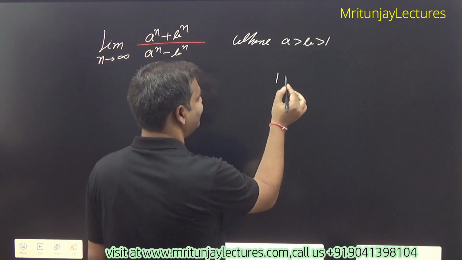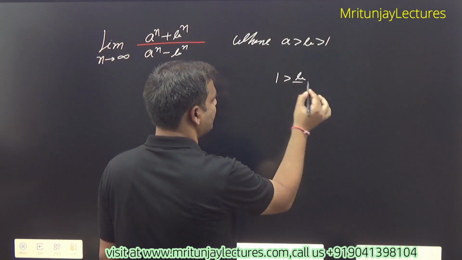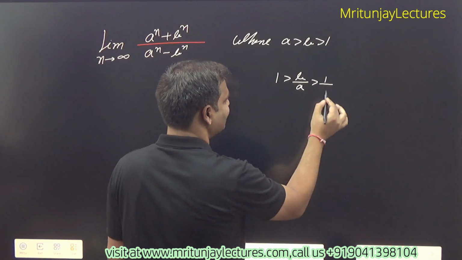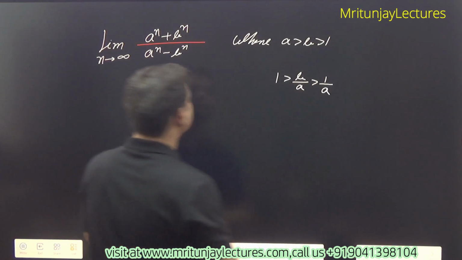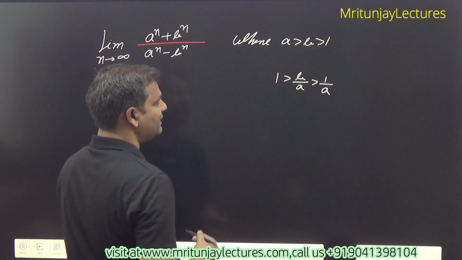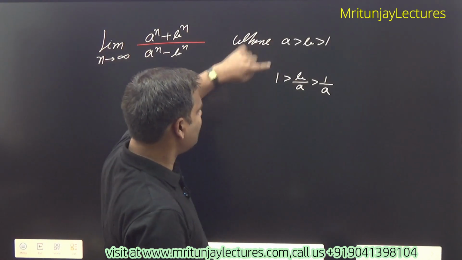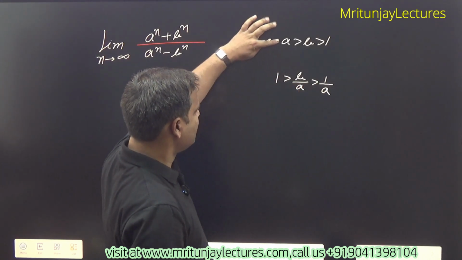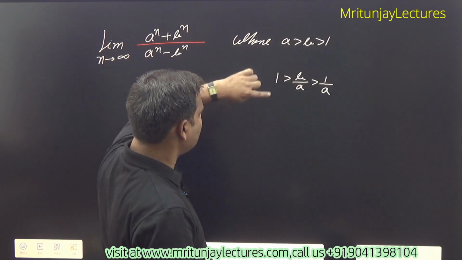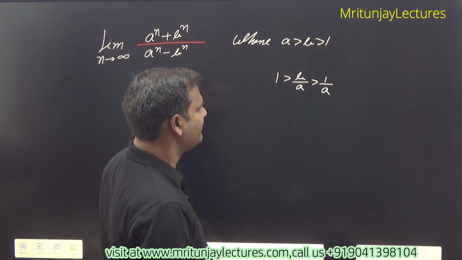Look here. If we divide by a^n, then we get it like that. Okay, there are two possibilities. In these three terms, we get 1 here, b by a here, and 1 by a here.